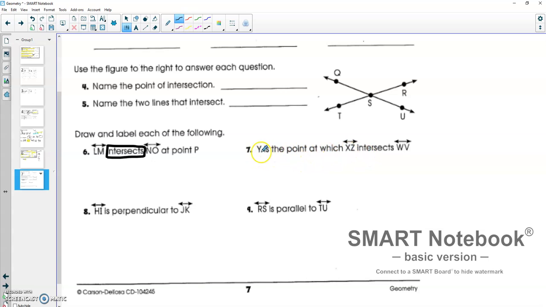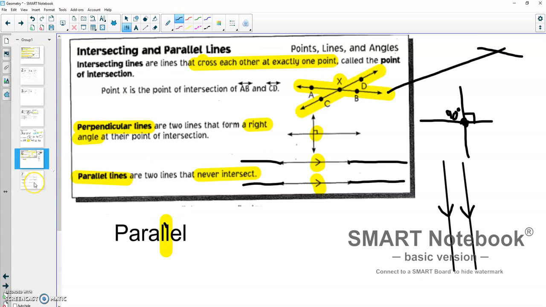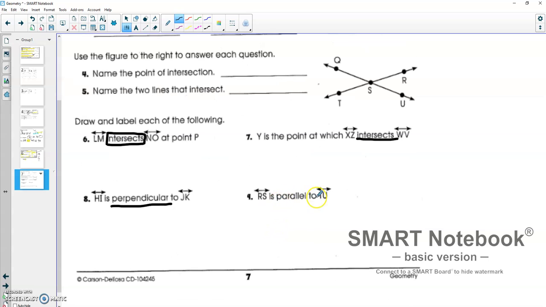Why is the point at which XZ intersects WV? Ooh, perpendicular. How do I make a perpendicular? Look back over here. And parallel. I want you to draw it as well.